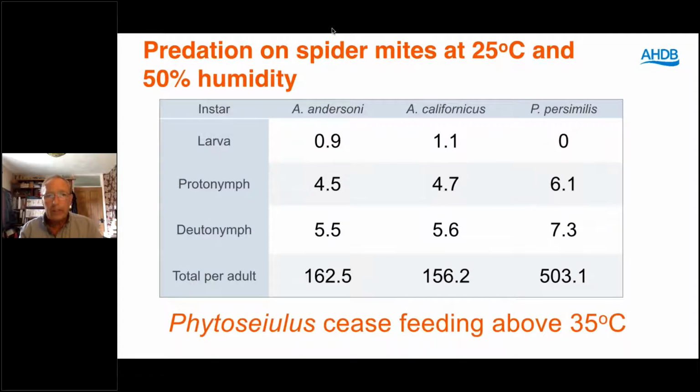Just want to draw your attention to the bottom line of this table. You can see just how efficient the Phytoseiulus is on how much prey it will take compared to the Amblyseius mites. So we're talking about nearly 3 times more efficiency, more prey eaten by Phytoseiulus. But at 35 centigrade or above, Phytoseiulus will cease to feed. They will go and hide lower in the canopy. When it cools down, they become more active again. So there is a cutoff as to which predator to go for under which conditions.